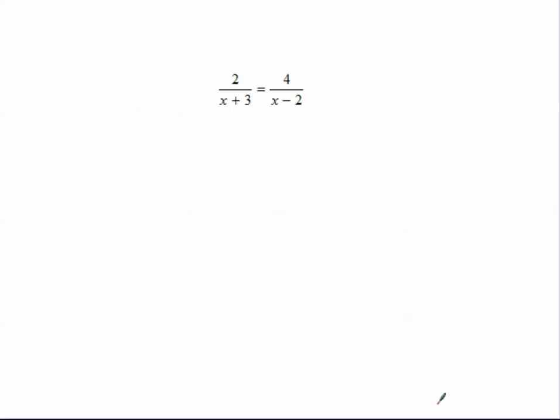Our first example that you see here is 2 over x plus 3 is equal to 4 over x minus 2. So our first step is to find the LCD of the entire equation. We have to look at all the factors of all the denominators just like we've done before. Well, this has a factor of x plus 3, so I know I need that. And this has a factor of x minus 2, so I know I need that. So this is the LCD.